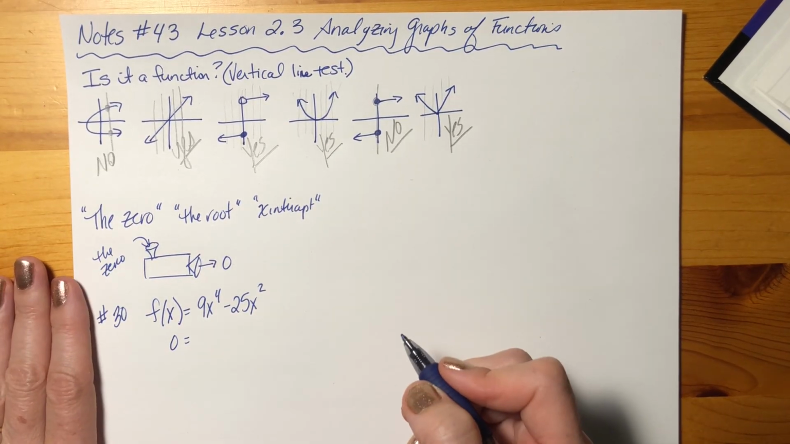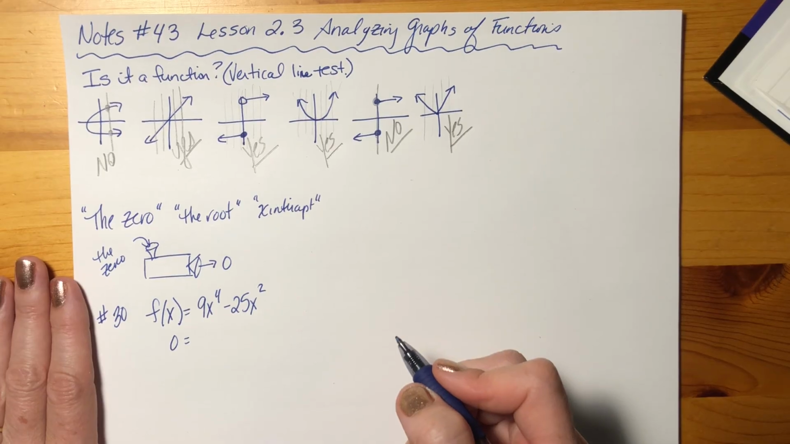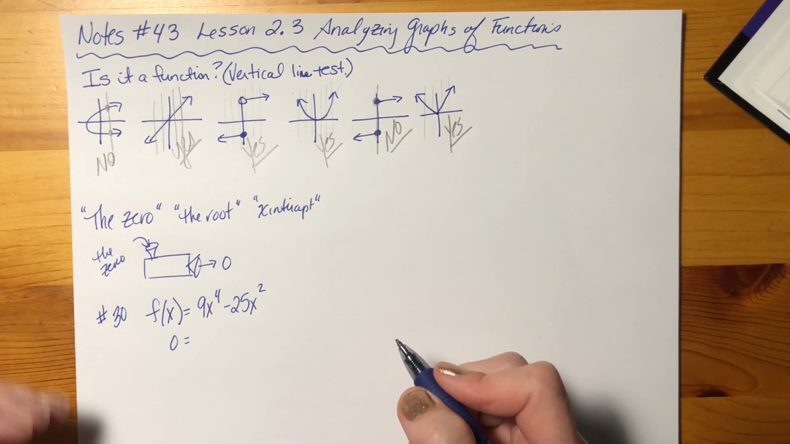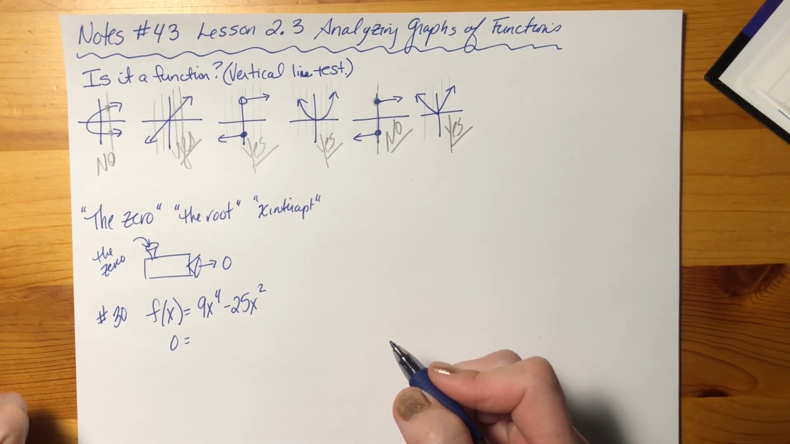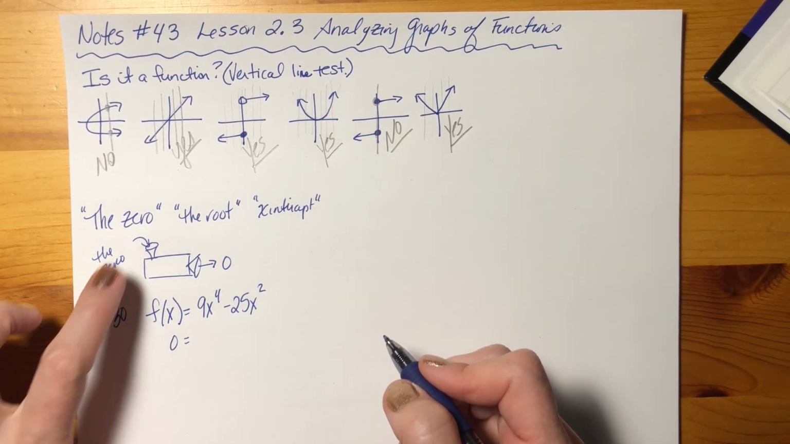Every year there's a kid who says, wait, Glennon, you mean the zero is equal to 4? I was like, yeah, the zero. I'm not saying 0 is equal to 4. I'm saying the zero is equal to 4.